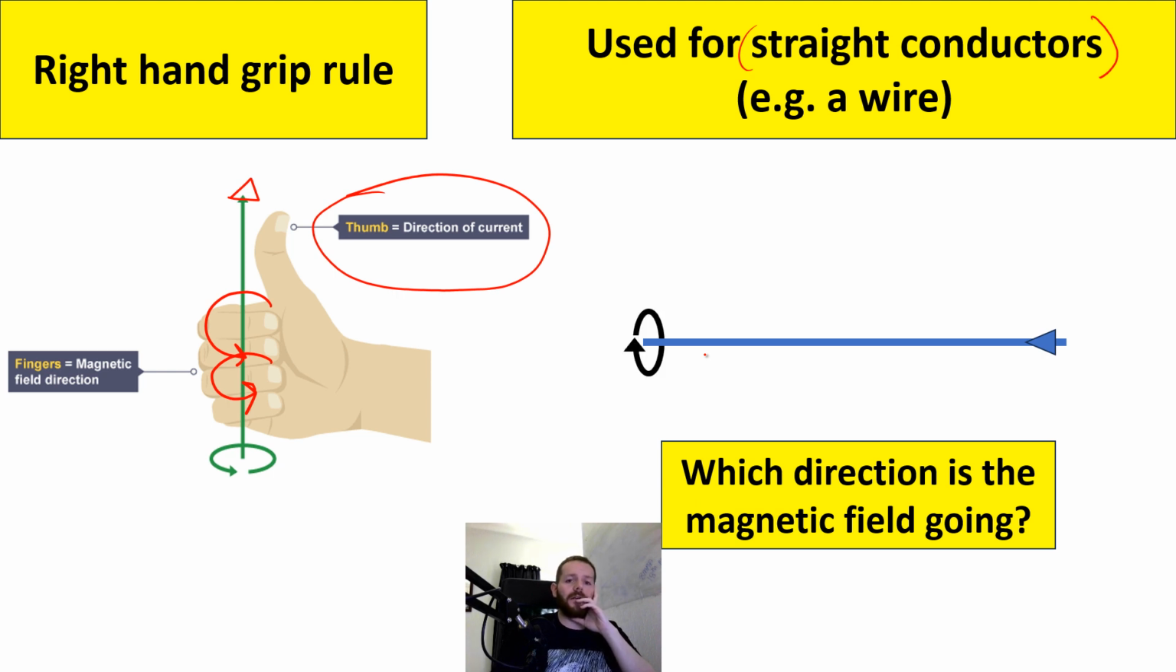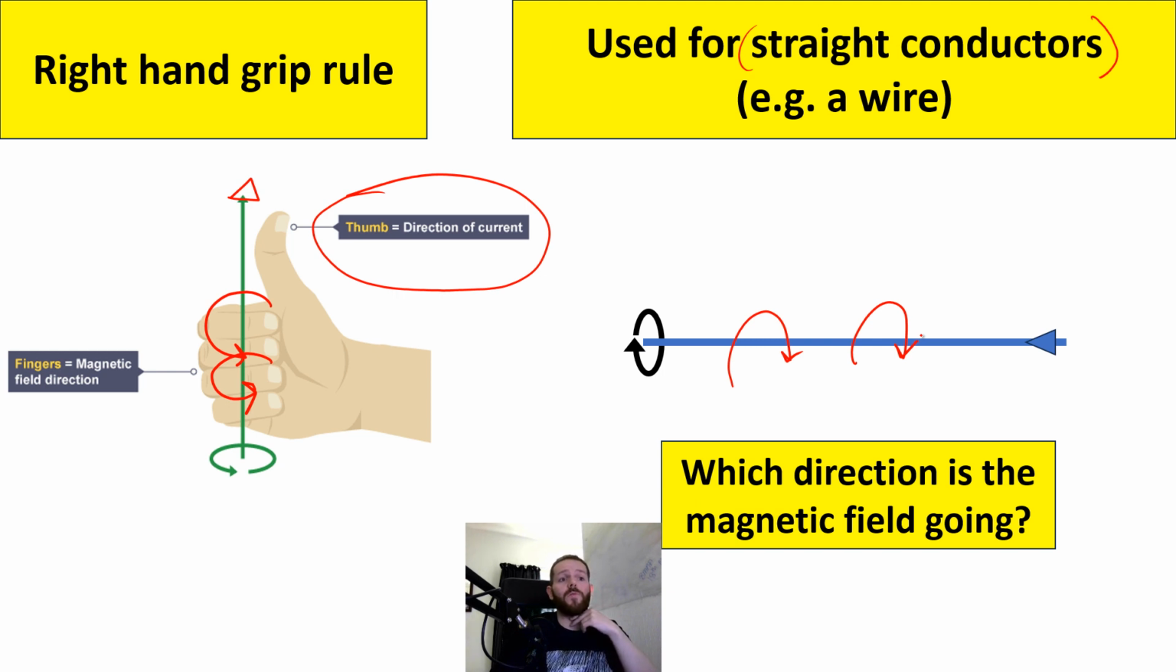So you should have got this. Why have you got that? Well, let's have a look at it. If I line my thumb up with it, it's going that way. And if my thumb's going that way, my fingers would curl round like that. So you can see my fingers are curling around like that. So because of that, the magnetic field is also going in that direction.